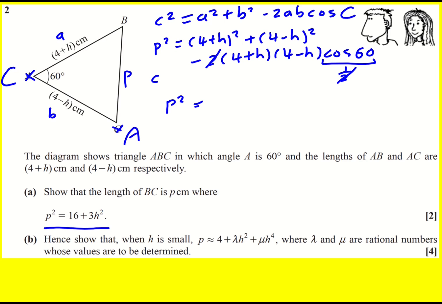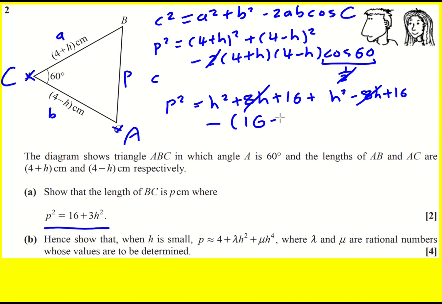Now I'm going to expand the double brackets. So (4 plus H) all squared is (4 plus H) times (4 plus H). I'm going to get H squared plus 8H plus 16. And then over here, I'm going to get H squared minus 8H plus 16. So the 8H's cancel. And then I'm minusing. Okay, this is actually going to become a difference of two squares. It's going to be 16 minus H squared. Note, I put it in a bracket because I'm minusing the whole thing. I'm going to need to deal with that in a minute.